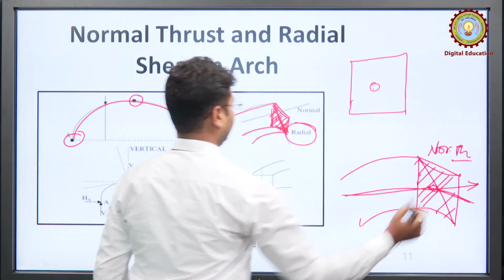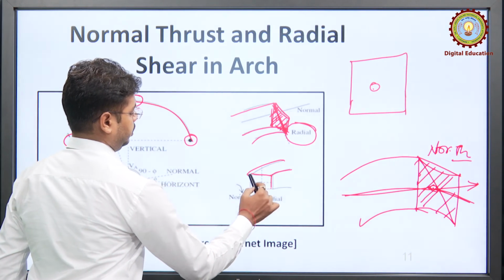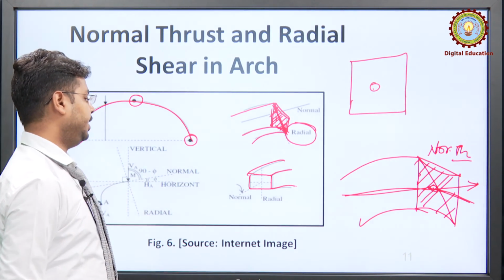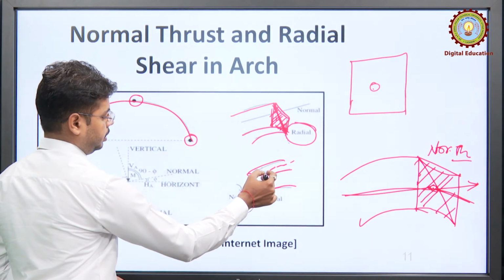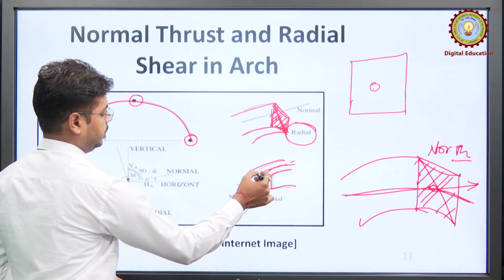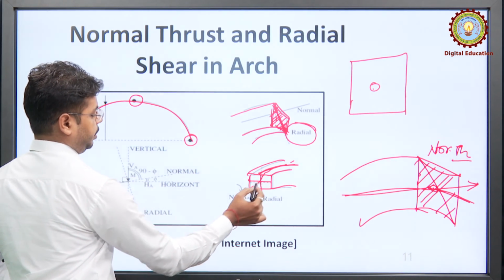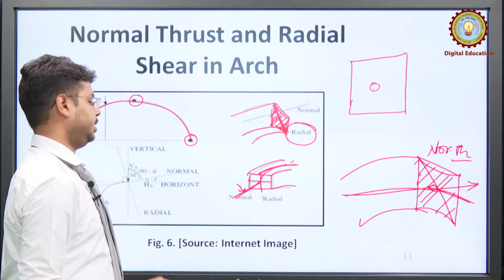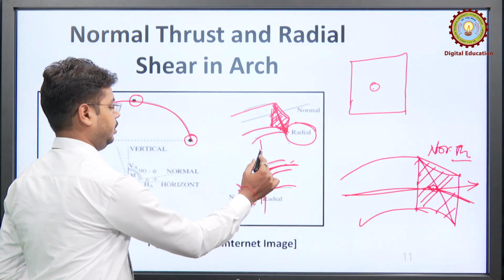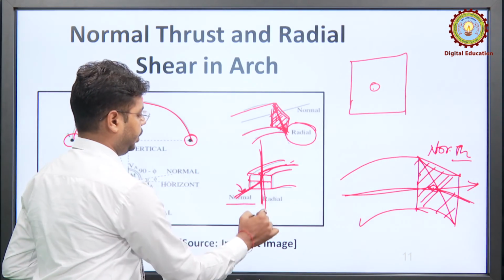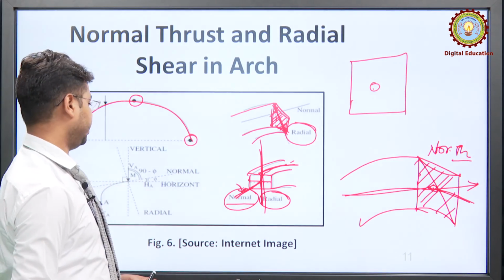Normal thrust. You can see here, this is the proper 3D view. You can understand the axis which is passing here. You can see the axis. This is the axis of the beam. The perpendicular axis is called a normal, and this is a radial. Okay, the longitudinal portion is called radial, and perpendicular is normal thrust.